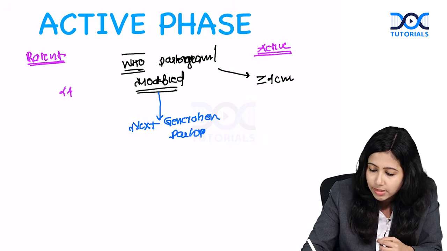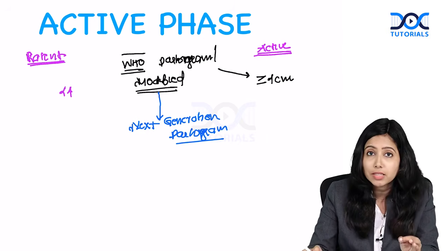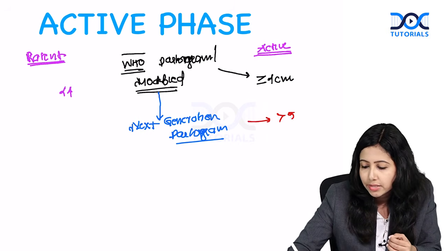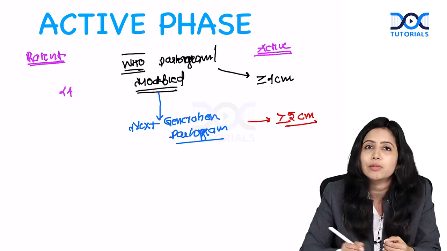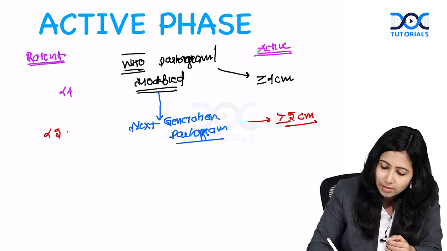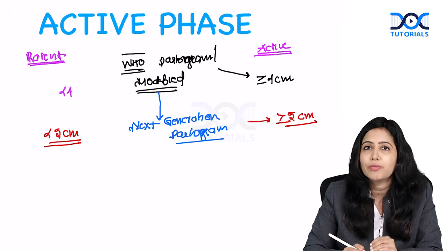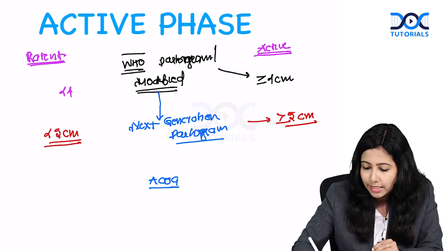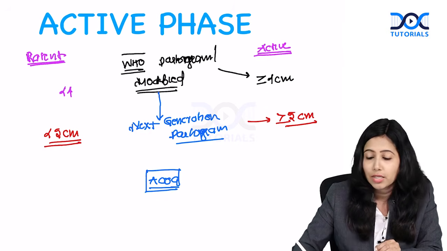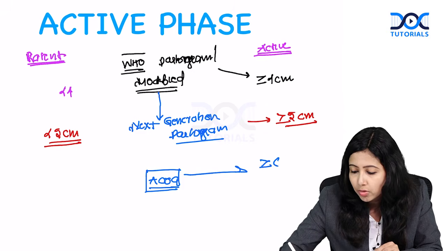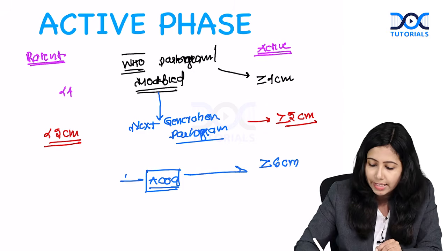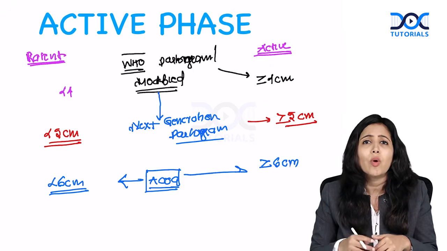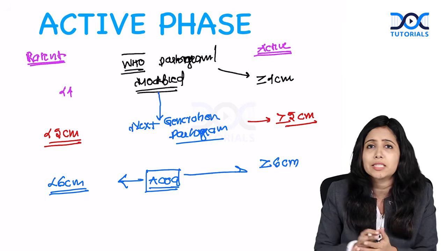As per this, the cutoff for active phase is more than or equal to 5 centimeter. Less than 5 centimeter, it is latent phase. As per the recent ACOG guidelines, again, there is a slight change. The cutoff is more than or equal to 6 centimeter, whereas less than 6 centimeter, it is considered as latent phase. So, why are there so many cutoffs and changes happening?